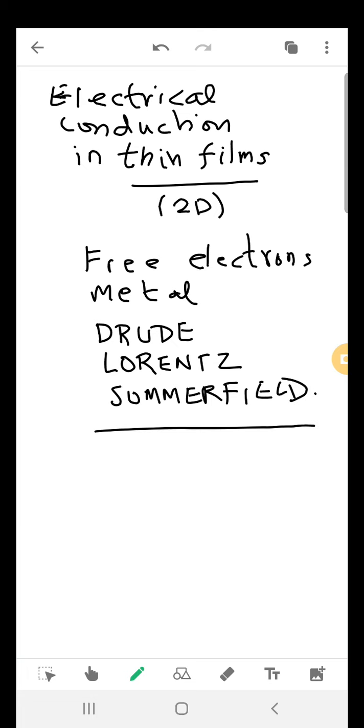According to the Drude-Lorentz and Sommerfeld theory, the conductivity sigma is equal to n e squared L by m v, where e is the electronic charge, L is the mean free path, m is the effective mass or the mass of the electron, v is the velocity of the electron, and n is the number of electrons per unit volume.